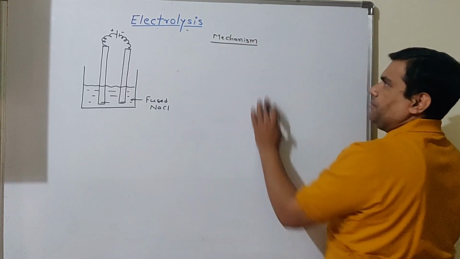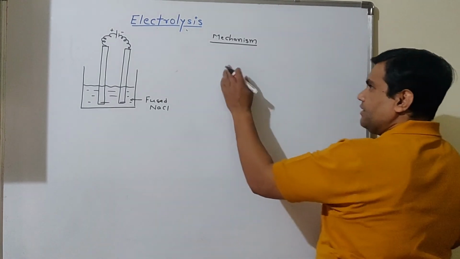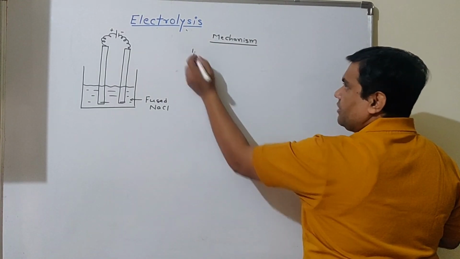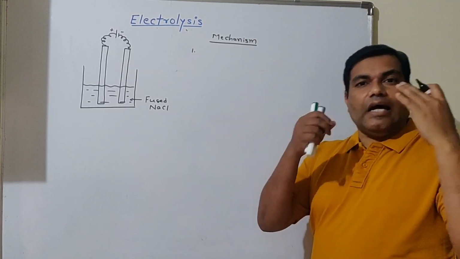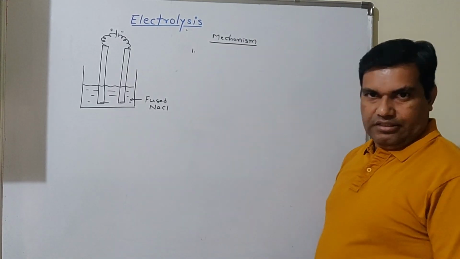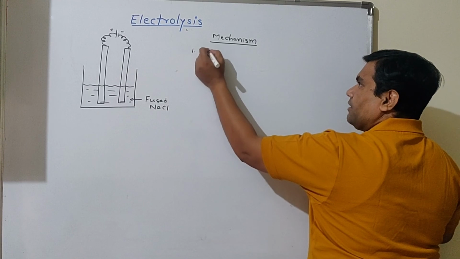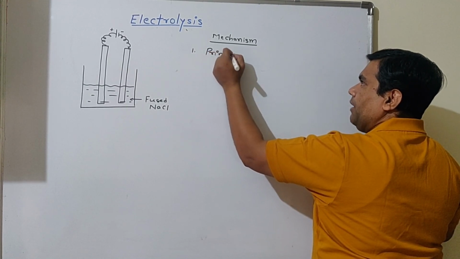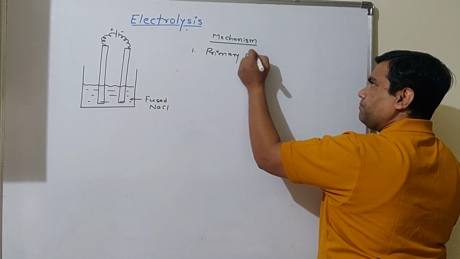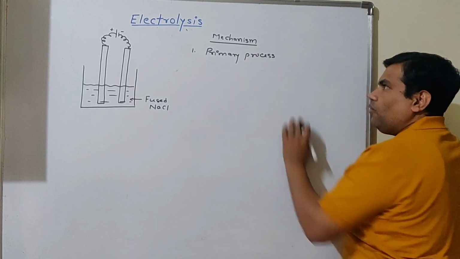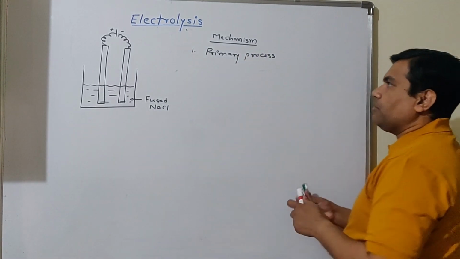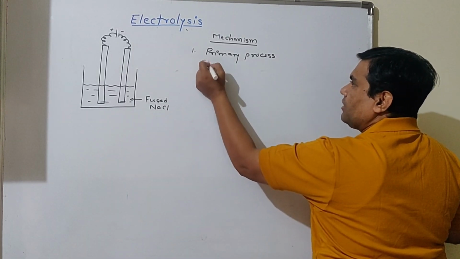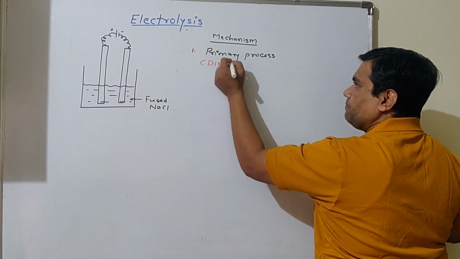We need to understand this mechanism in steps. The electrolysis takes place in two steps. There are two processes carried out during an electrolysis. The first one is the primary process. And what is this primary process? Basically, the primary process is discharging of ions.